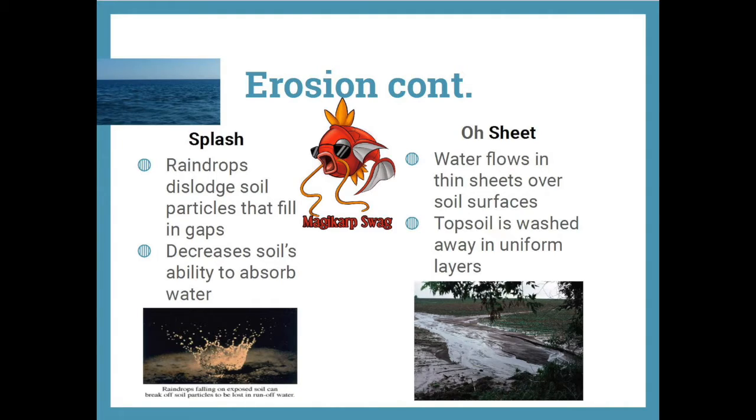The last type of erosion is sheet erosion. This is when water flows in thin sheets over the soil surfaces and the topsoil is washed away in uniform layers, and this also usually occurs on hill slopes. These areas are more prone to sheet erosion because they're facing downward.